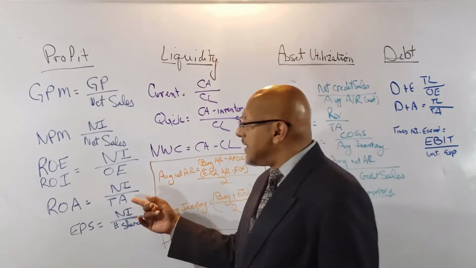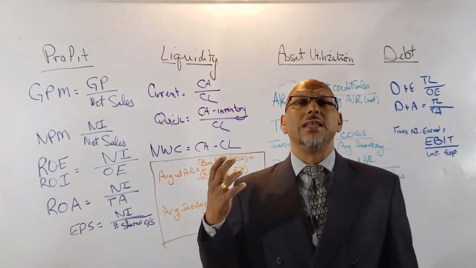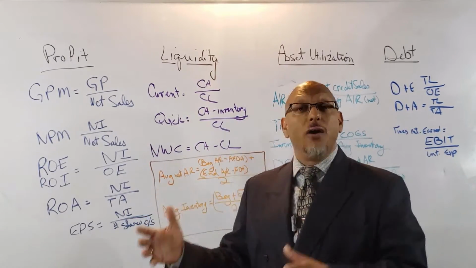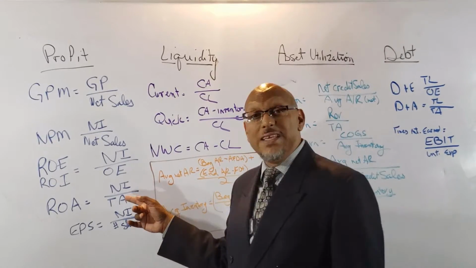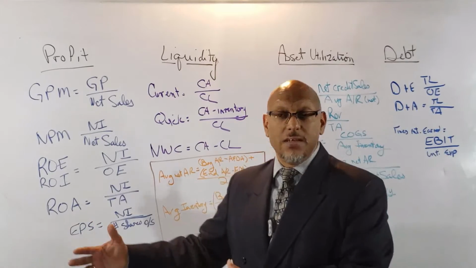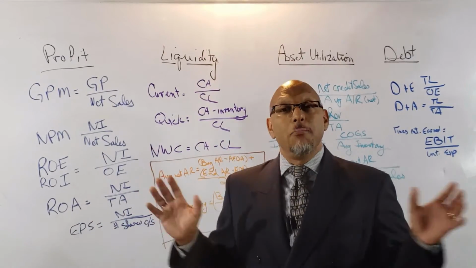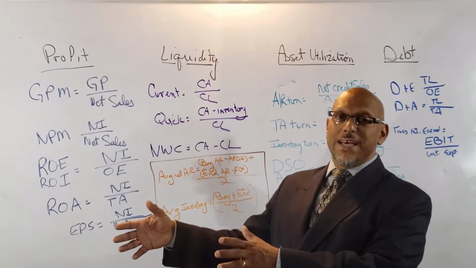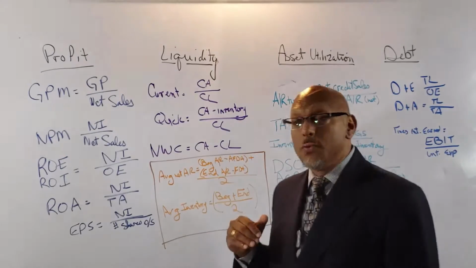So the concept behind it, the logic, the theory, is that the assets are how the company is making money. So what is the asset investment related to the net income, the profit of the company? For every $1 of asset, how much profit did we get? That's this ratio right here.